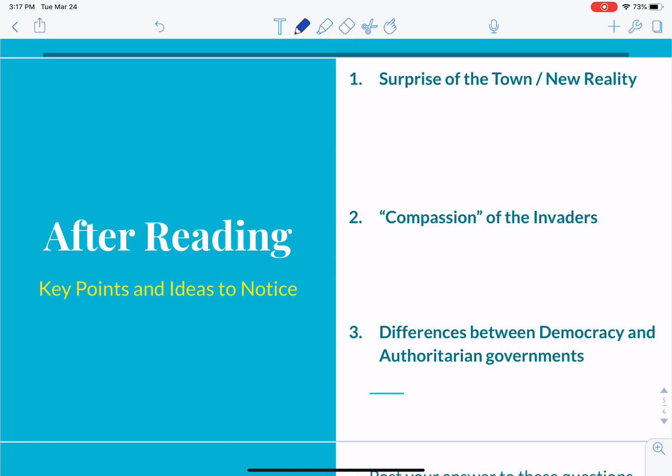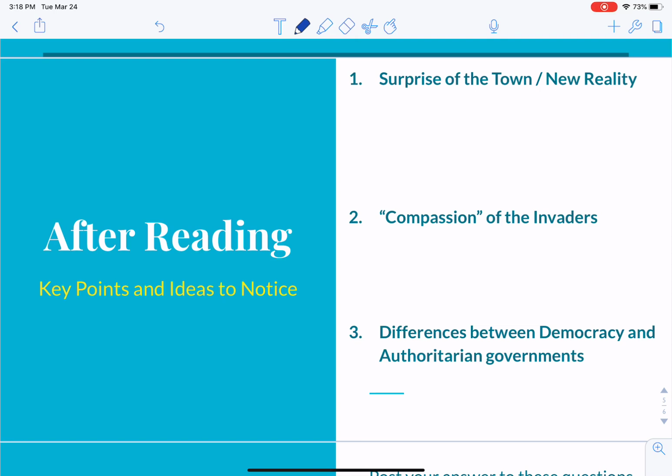First of all, the surprise of the town to this new reality that they're in. I also want to talk about the compassion, which is a strange word to use to talk about an invading army, but the compassion of the invaders. And then finally, the differences that we see within even Chapter 1 between this democratic government led by Mayor Orden and the authoritative government represented by Colonel Lancer.